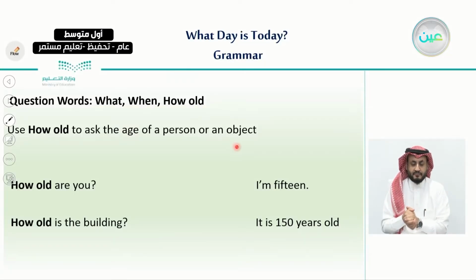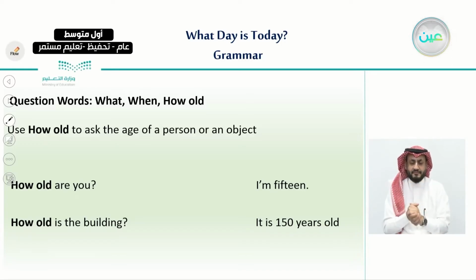What about an object? Let's see the other example. How old is the building? For example, you have a building in front of you. You can ask about the building's age with the same question words that you use for people. So you can say, how old is the building? And the answer would be, it's 150 years old. So this is how we can ask about the age of either a person or an object.